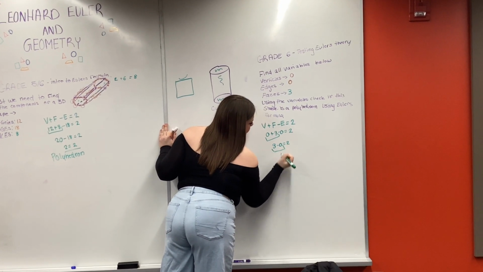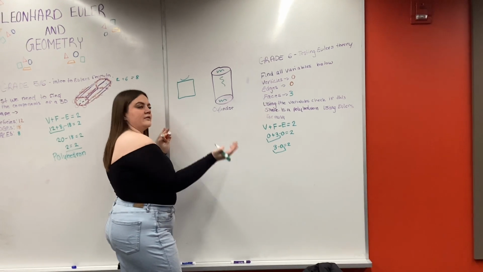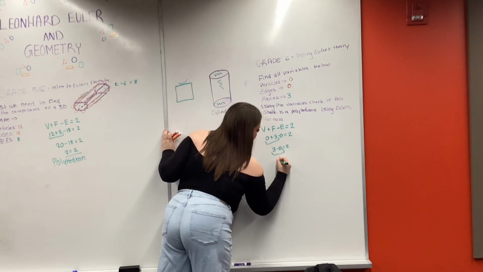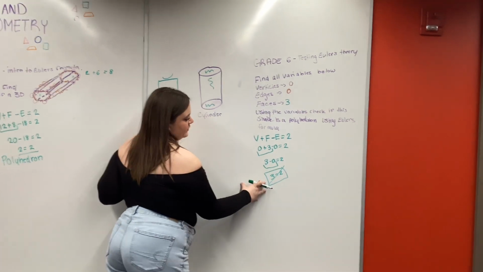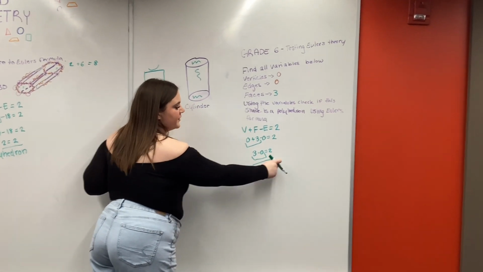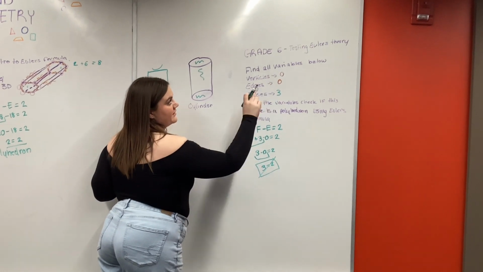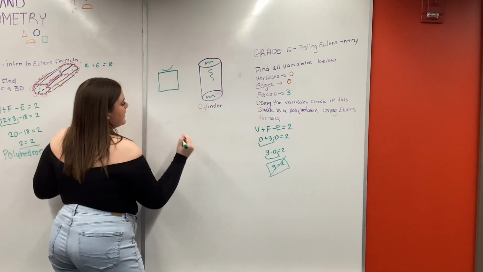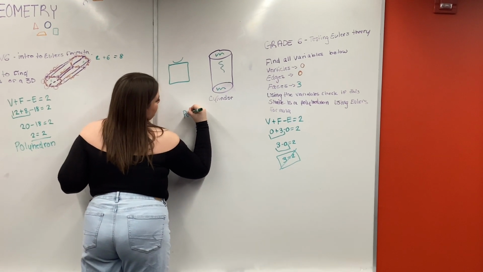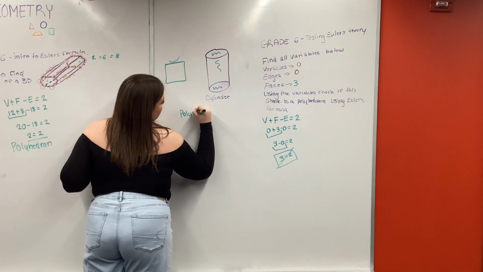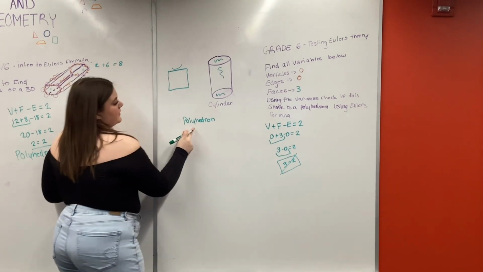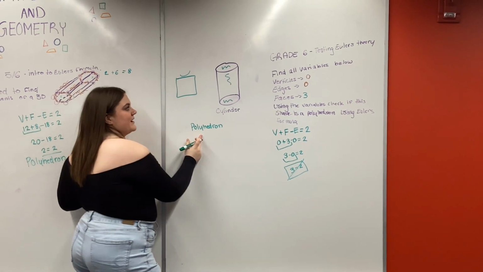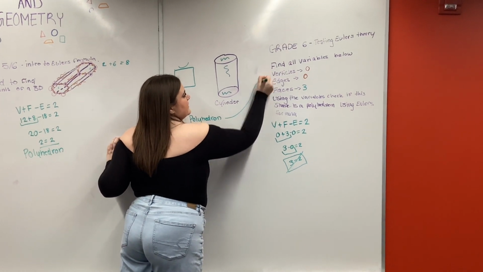Now we're going to solve for this, which again is another 0, meaning that our answer is 3. And since 3 minus 0 is 3, it does not equal the 2 that Euler said that this rule of thumb works for, which means that this shape, although it is considered to be a prism, it is not a polyhedron because it is without vertices and edges.